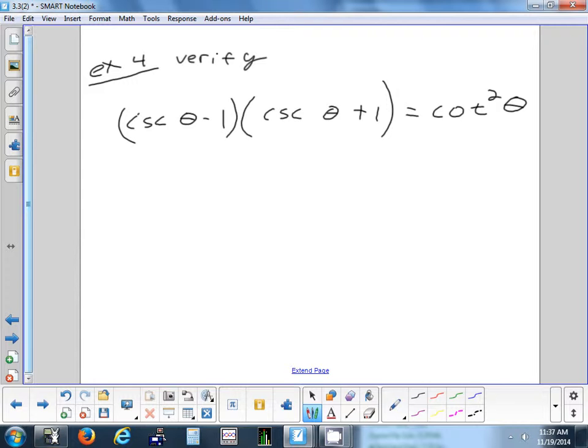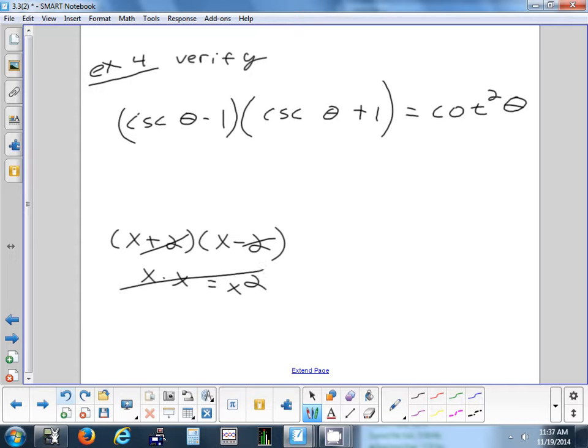All right, so one thing that I saw is some people saw a -1 and a +1 and they tried to cancel them out. Well, you can't cancel those out. Just like if you had x plus 2 times x minus 2, you can't just cancel those out and say, oh, it's just x times x, which is x squared. That doesn't work.